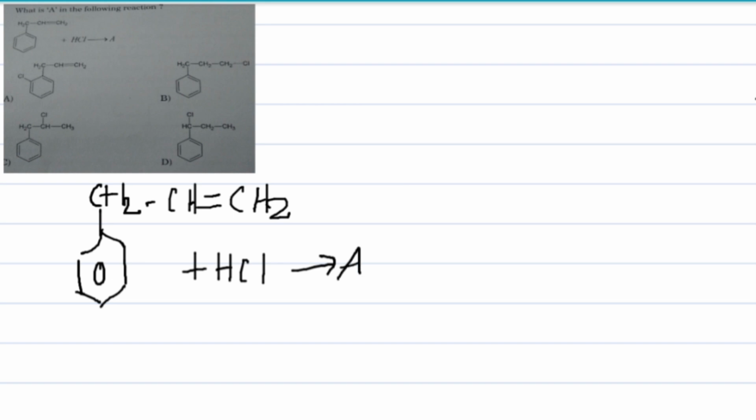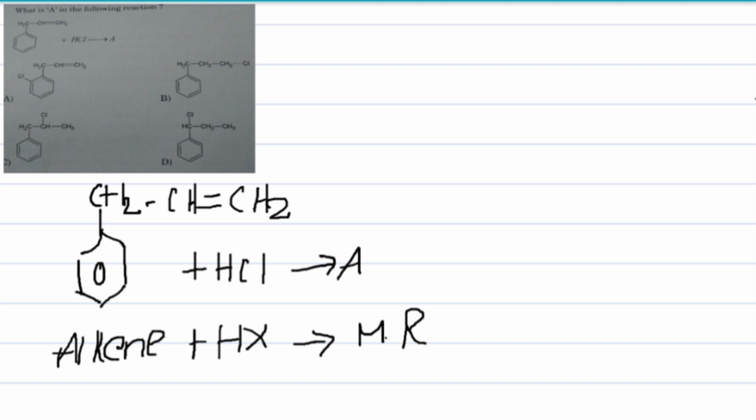Now in this given compound, if you observe, a double bond is there, so it is an alkene. Next, for this alkene we are adding HCl, so HX addition. HX addition to the alkene follows which rule? Markovnikov rule. So what is the Markovnikov rule? The negative part of the reagent is added to the carbon with less number of hydrogens of a double bonded carbon.